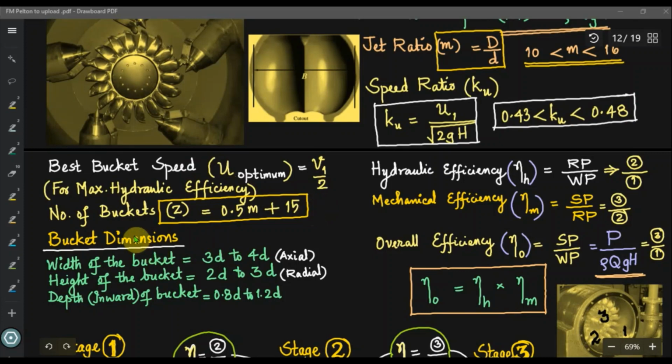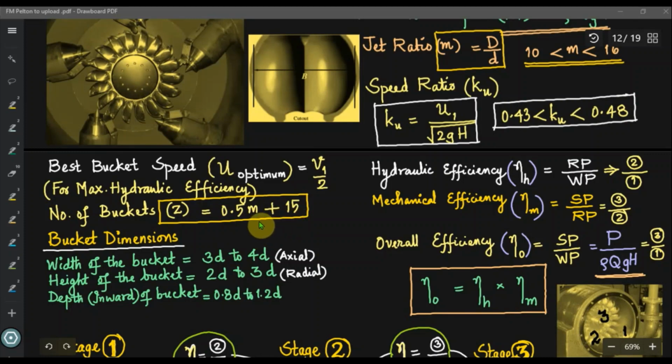Now how many buckets are to be used? There are many empirical relations, and one such empirical relation to find out the number of buckets, let's denote it by Z, is equal to 0.5 times the jet ratio plus 15. That means 0.5 into that capital D by small d ratio, that is called jet ratio, plus 15.